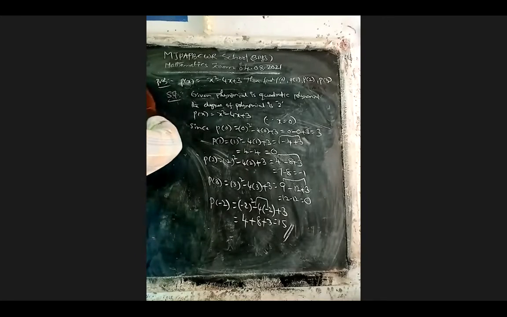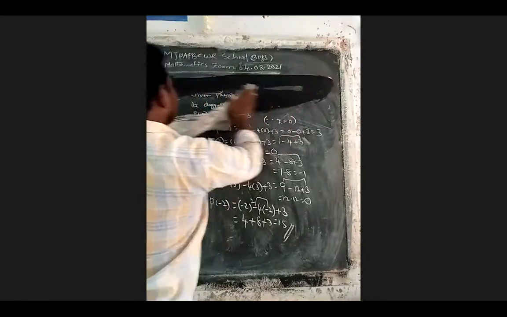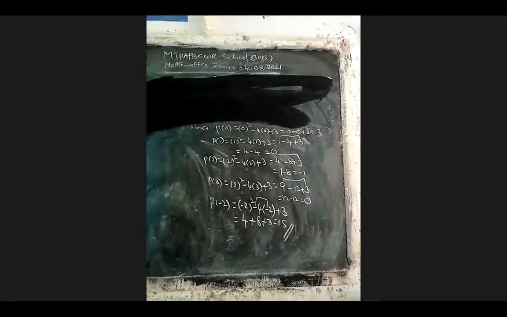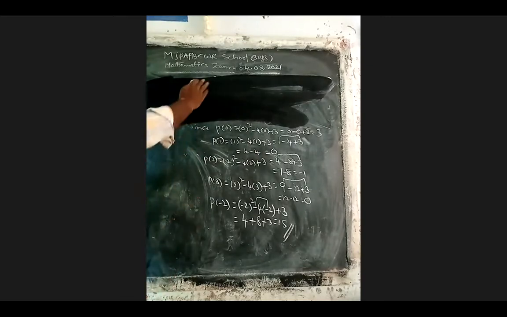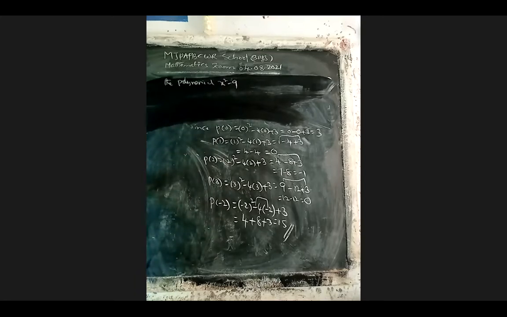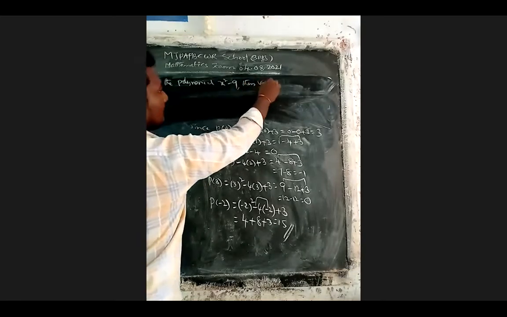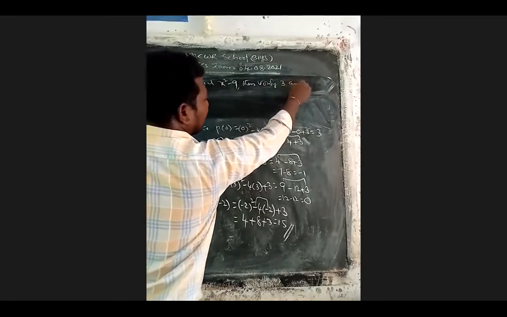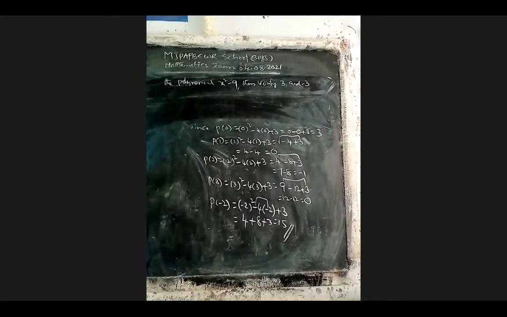Next problem. The polynomial x square minus 9, then verify whether 3 and -3 are the zeros or not.